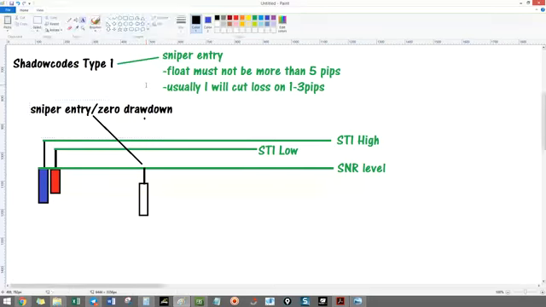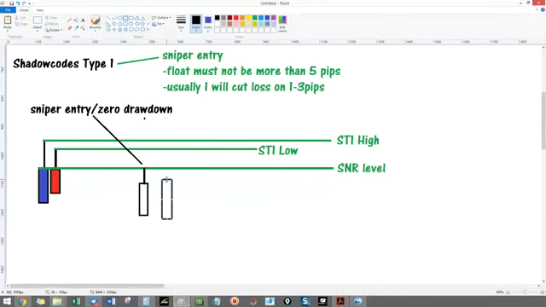Sniper entry or zero drawdown. Sometimes we do something like this: 1, 2, up to here. And then if it floats more than 5 pips or 1 pip, you want to cut. When price moves 1 pip like this, just cut your loss before it goes back down. That's how you do the sniper entry, my style.